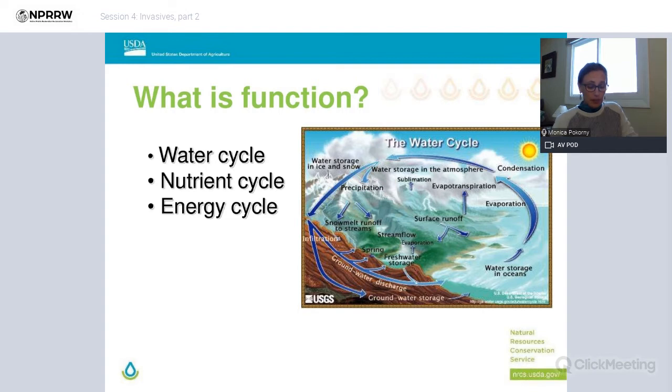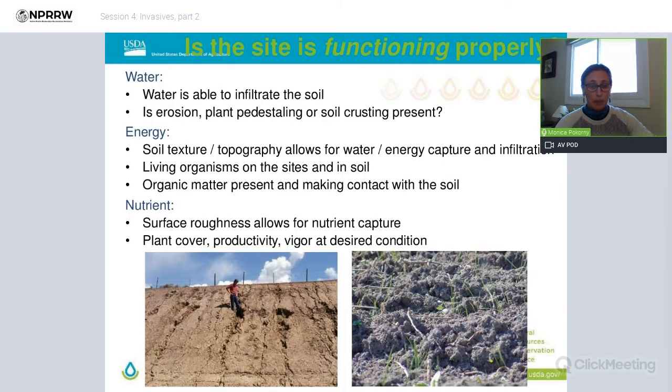Before we get started, I want to just go over some definitions so it's clear what I'm talking about when I refer to different terms. What I mean by function, I'm referring to some of the basic processes that land needs in order to grow plants. So this is the ability to capture water, capture and cycle nutrients, and capture and cycle energy.